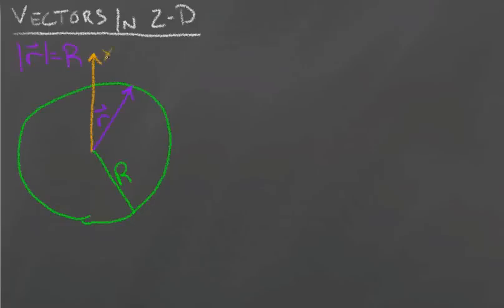Well, let's draw our axes, so our y-hat direction and the x-hat direction. And so we'll start with some vector r, which is going to be rx in the x direction, ry in the y direction. Okay? So we have rx and ry.